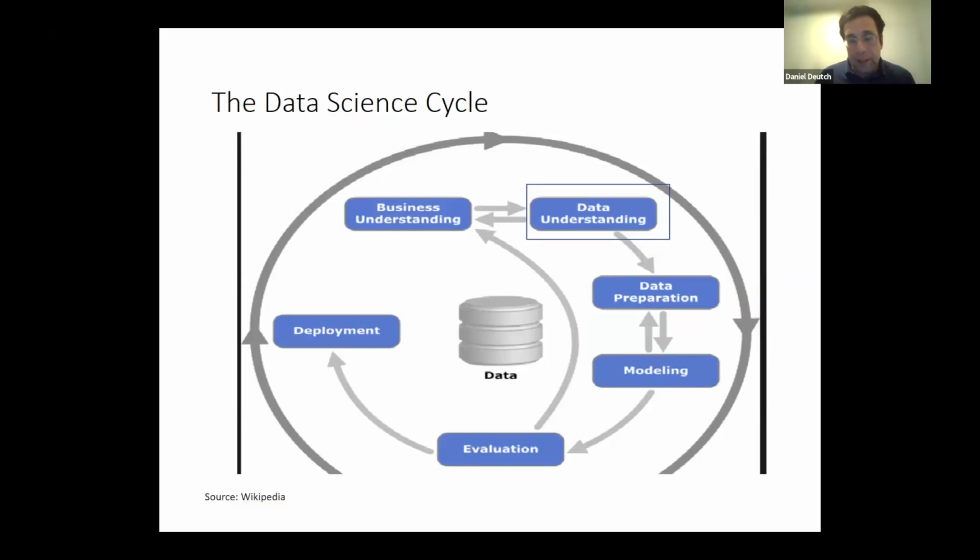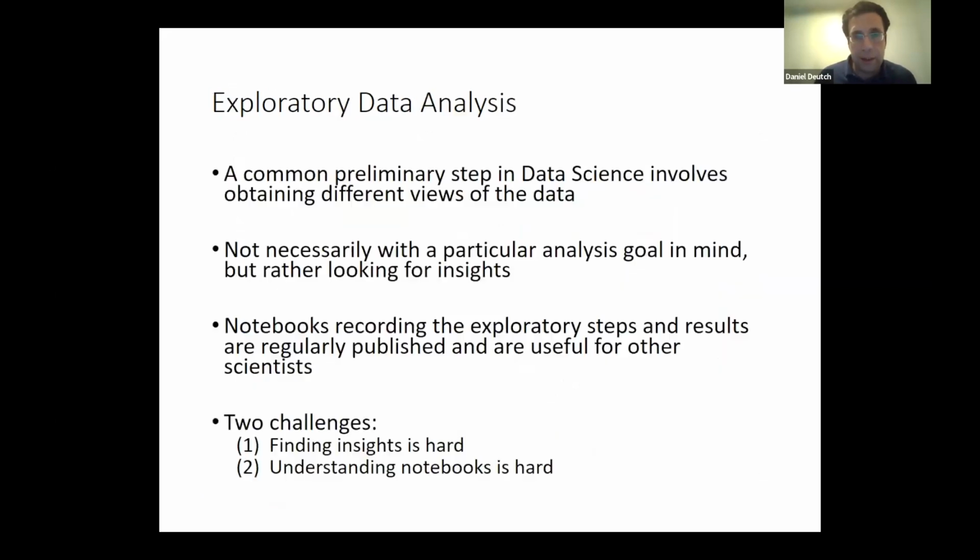If we go further to the data understanding phase of the data science cycle, here people typically talk about exploratory data analysis. So what is exploratory data analysis, or EDA? It's a common preliminary step in data science, which involves looking at different views of the data. And it's not necessarily with a particular analysis goal in mind. You don't necessarily have a query in mind, but rather you're just looking for insights, which is a very fuzzy concept. And then actually data scientists regularly publish the notebooks that record the exploratory steps and the intermediate results. And that's something that other scientists are interested in, because if they look at the same data set, they want to know what insights others found there.